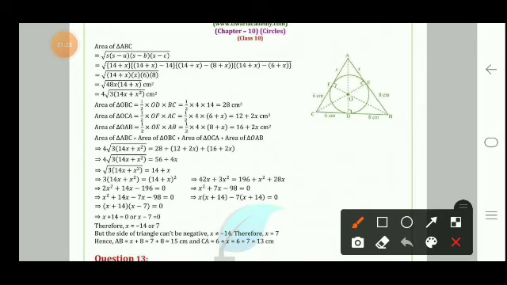So then we can write that the area of triangle ABC is equal to the area of triangle OBC plus the area of triangle OCA plus the area of triangle OAB. So we have 4 root 3 into root of 14 plus 14x plus x square is equal to 28 plus 12 plus x, 12 plus 2x plus 16 plus 2x.